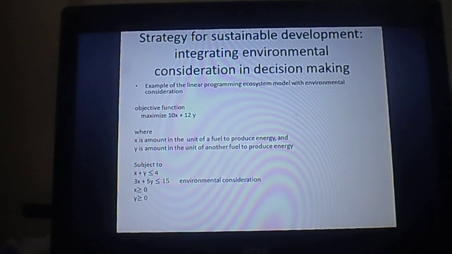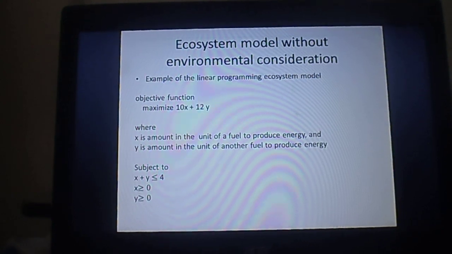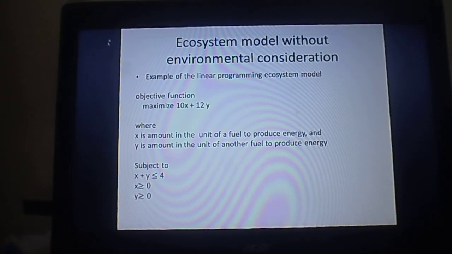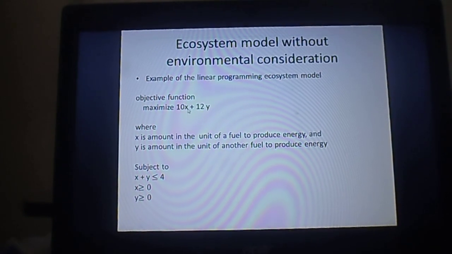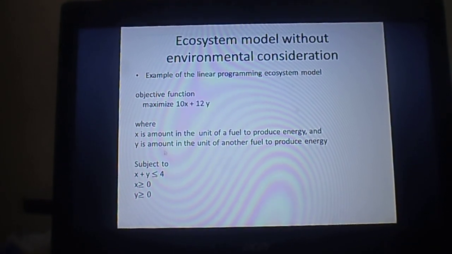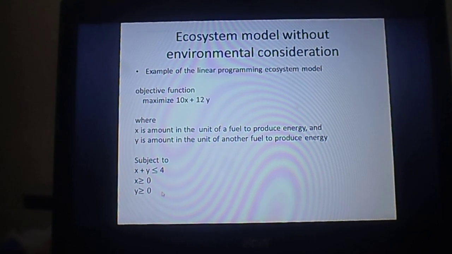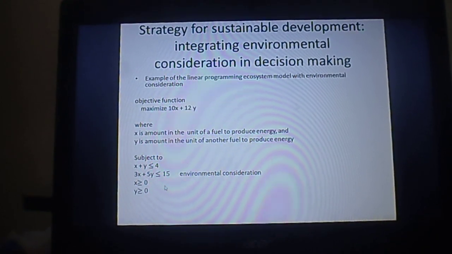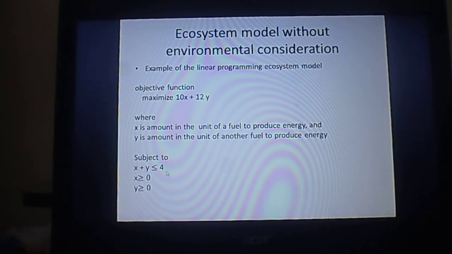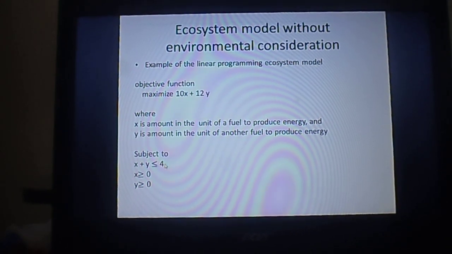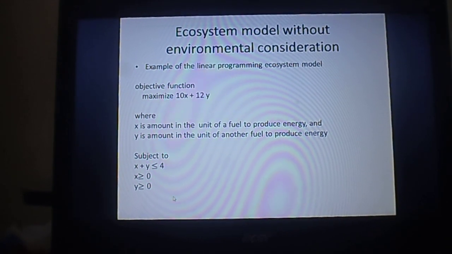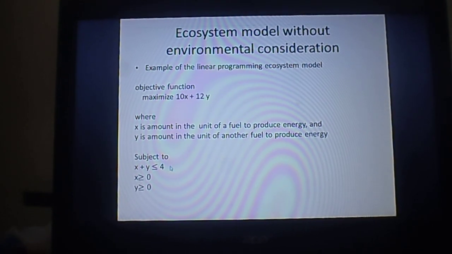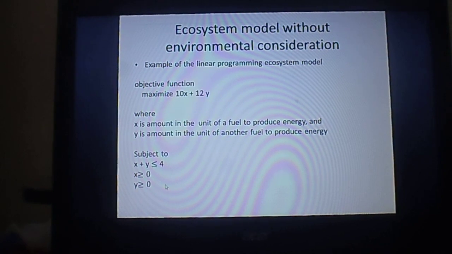Consider the system without environmental consideration. The same system has the goal of maximizing 10x plus 12y, subject to only 3 constraints instead of 4 constraints. Notice that with the 3 constraints, the pollution constraint is not included.